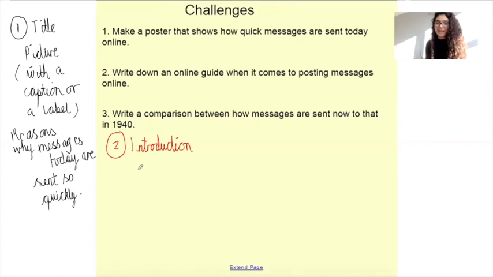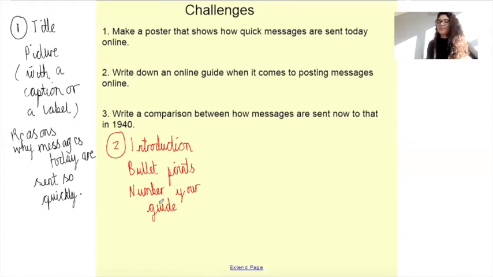Now, when you have a guide, you would need to make sure that you've either got bullet points or that you've numbered your guide. So I'm going to write bullet points and number your guide. What else would we need in our online guide? Write down an online guide when it comes to posting messages online. Anything at all.